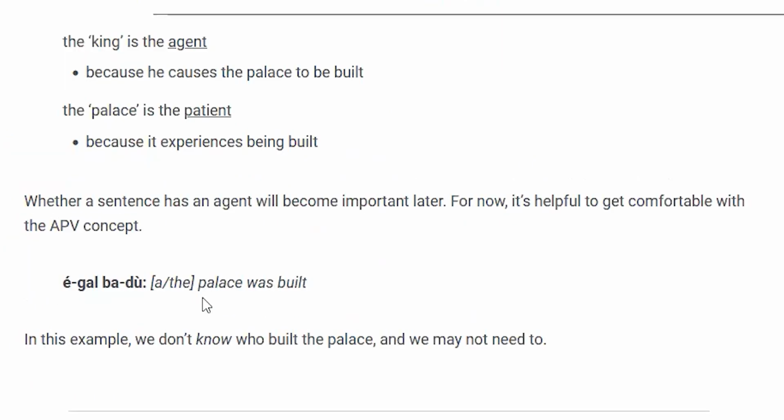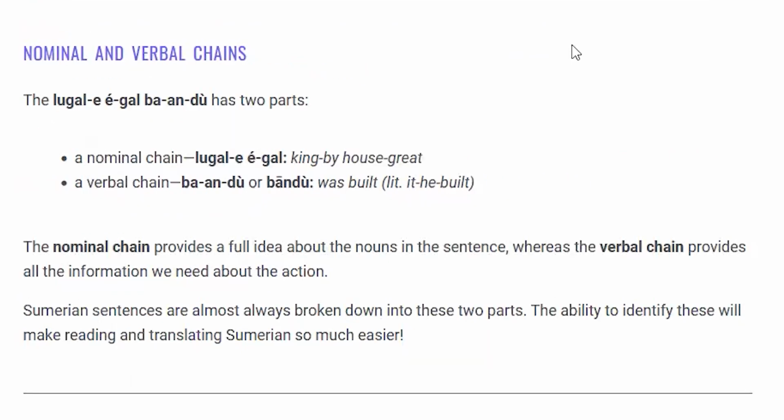Egal ba'andu. The palace was built, or just palace was built. In this example, we don't know who built the palace, and honestly, we might not care, might not need to know.